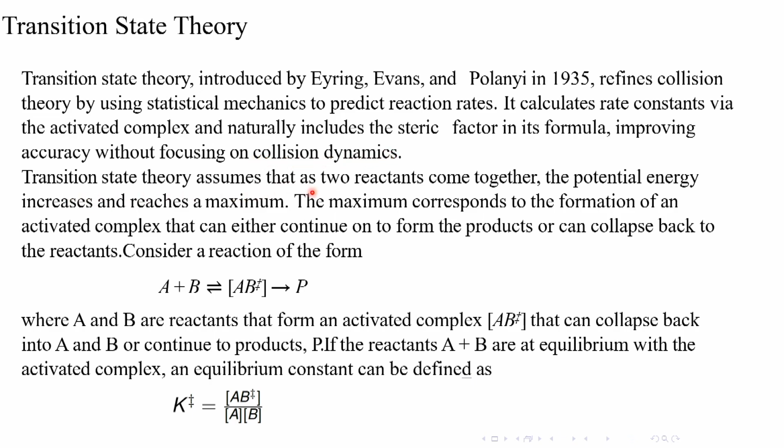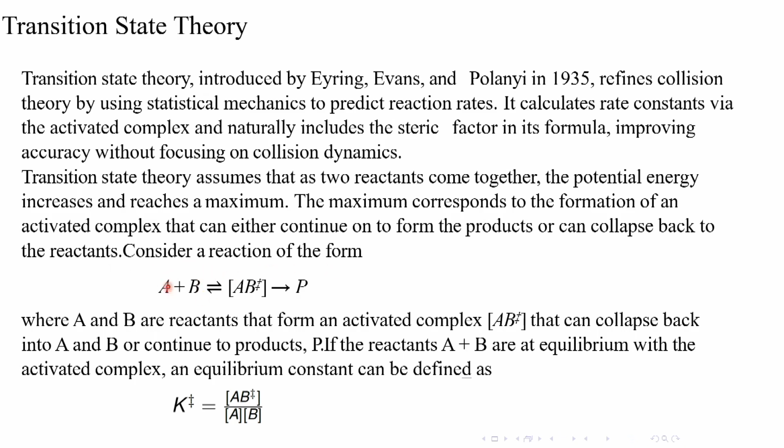Transition state theory assumes that as two reactants come together, the potential energy increases and reaches a maximum. So when two reactants come closer, the potential energy increases and reaches a maximum. The maximum corresponds to the formation of an activated complex that can either continue on to form the product or can collapse back to the reactants.